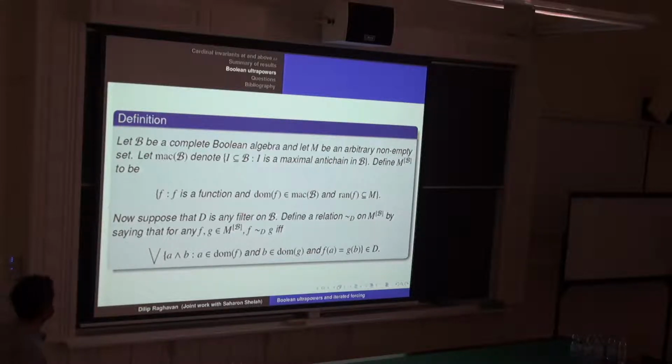And now suppose you had a filter D on B, you could define an equivalence relation. So when are F and G equivalent? You have these two functions going from two maximal antichains. You take one element A in the domain of F, which is a maximal antichain, and one element B in the domain of G, which is also a maximal antichain. You ask, is F of A equal to G of B? And when that happens, you take the inf of A and B, and then you take the sup over all such pairs. And that has to be in the filter D, and this is an equivalence relation.